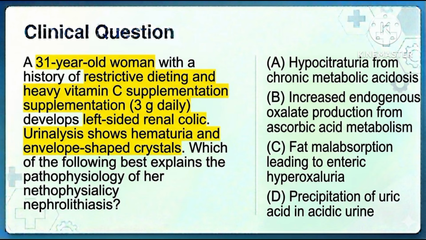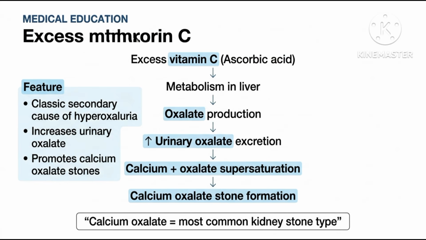Read this question stem. A 31-year-old woman on vitamin C supplementation develops left-sided renal colic. Urine analysis shows hematuria and envelope-shaped crystals. What is the mechanism behind it? Vitamin C metabolism yields oxalate, which increases the risk of calcium oxalate stones in patients who are using vitamin C supplements.